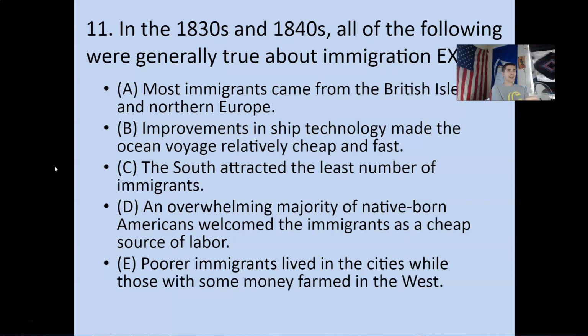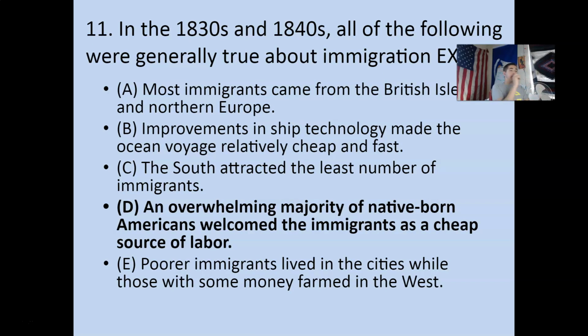So they are asking which is false about immigration in the 1830s and the 1840s. The correct answer to what is deemed false is D. An overwhelming majority of native-born Americans welcomed the immigrants as a cheap source of labor. The North wasn't in favor of that, while the South was.